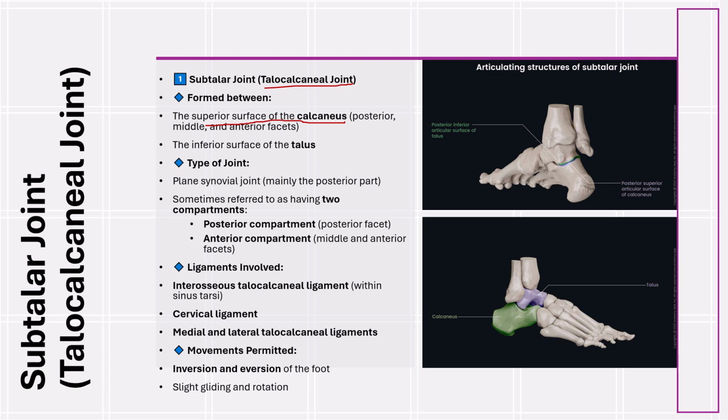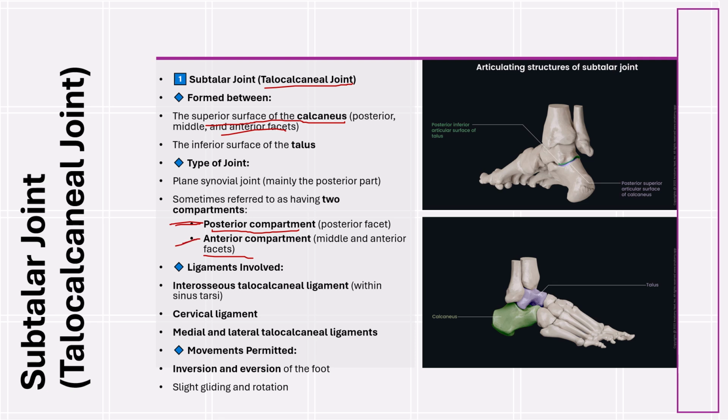It is a plane synovial joint, and sometimes it is referred to as having two compartments: the posterior compartment and the anterior compartment. The joint formed between the posterior facet of the calcaneus and the talus is known as the posterior compartment. The anterior compartment is where the superior surface of the calcaneus forms a joint through the middle and anterior facets with the talus.